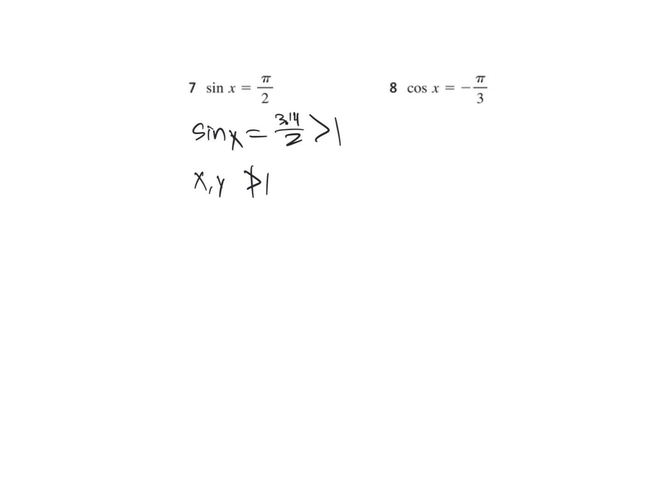Tangents can be different. Okay, so now here we got cosine. Again, 3.14 over 3 is still bigger than 1. So these are both no solutions. So anytime you're taking sine or cosine, and it equals something bigger than 1, it's going to be an error on your calculator.